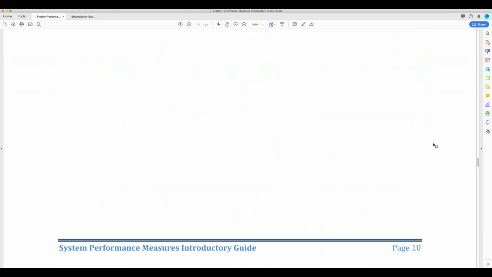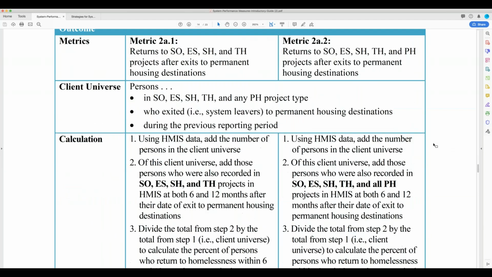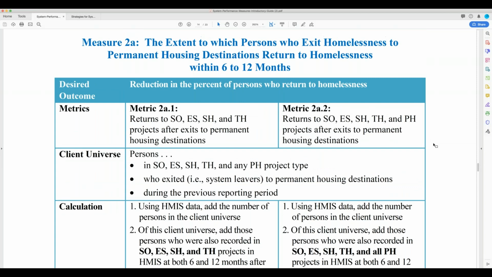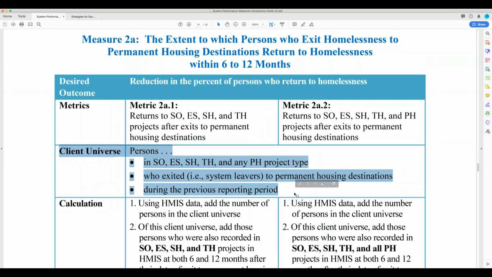If that doesn't illustrate it, this is a theme that we'll find throughout the system performance measures. Whether you are receiving CoC funding or you are not receiving CoC funding, your data has a very substantial contribution and impact potentially on the CoC's system performance report and whether or not the CoC looks like it's doing well. Okay.